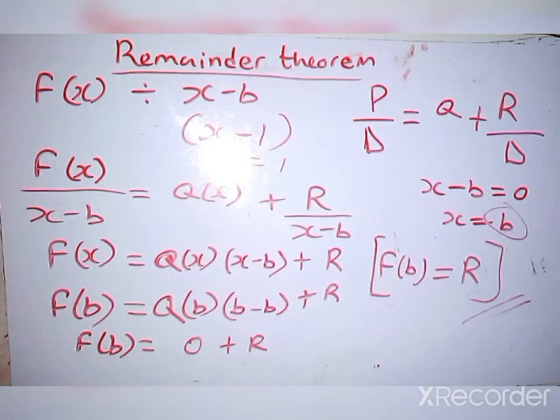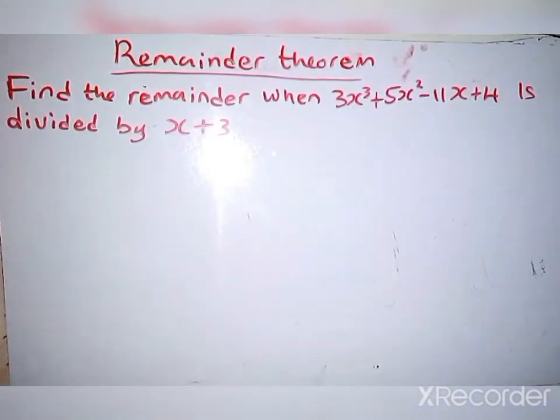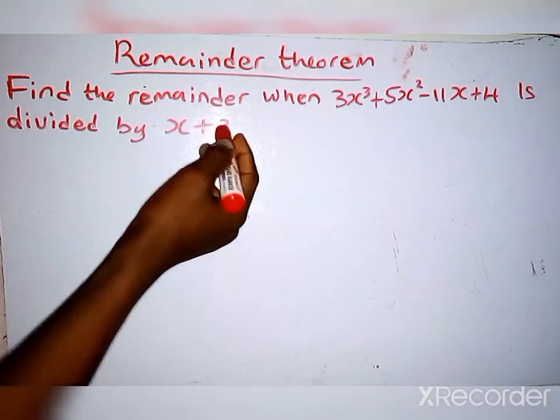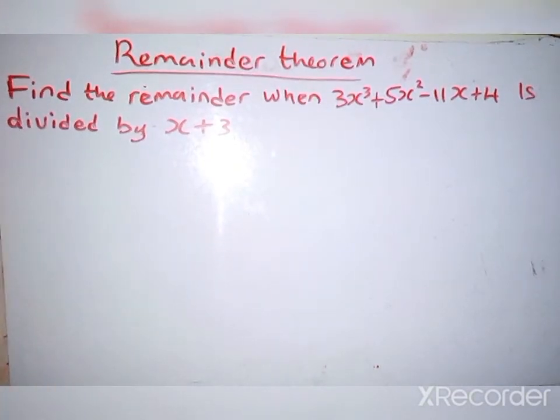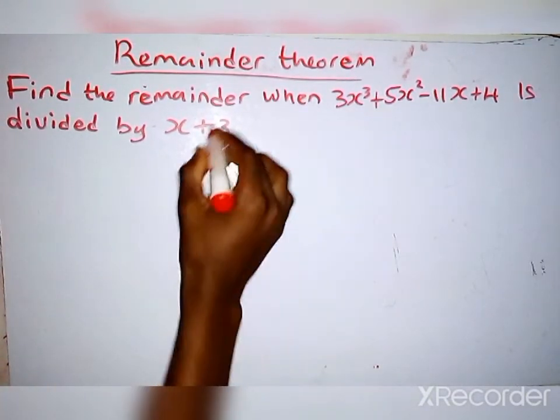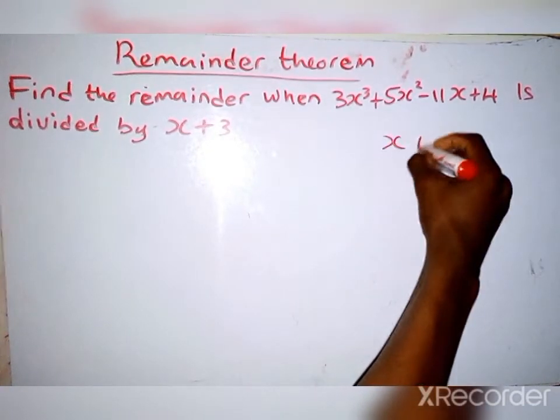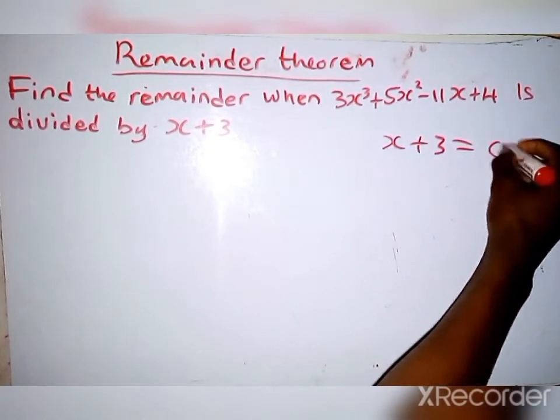Now let's take an example. Find the remainder when 3x raised to power 3 plus 5x squared minus 11x plus 4 is divided by x plus 3. So how do we do this? The first step is just to equate x plus 3 to 0.